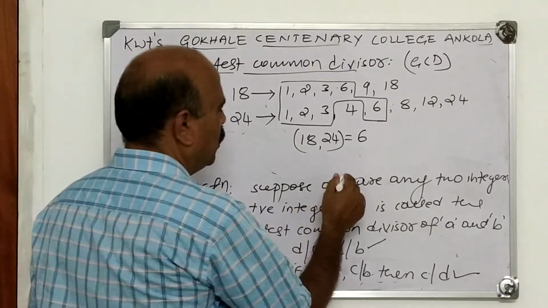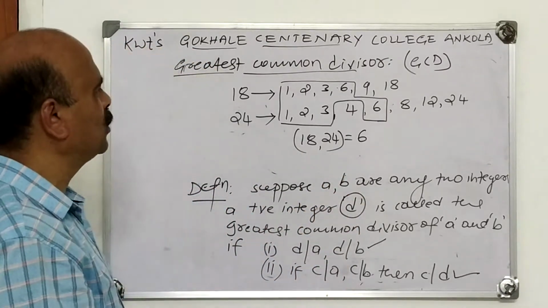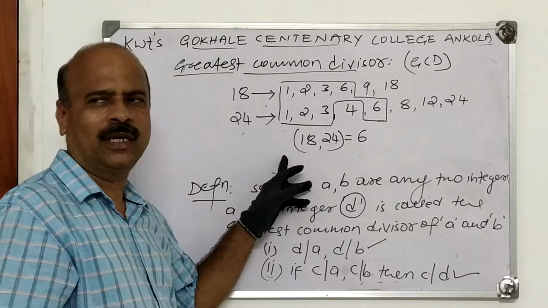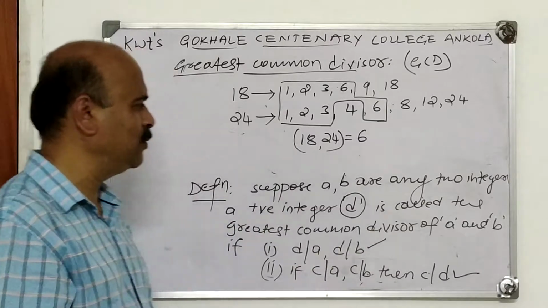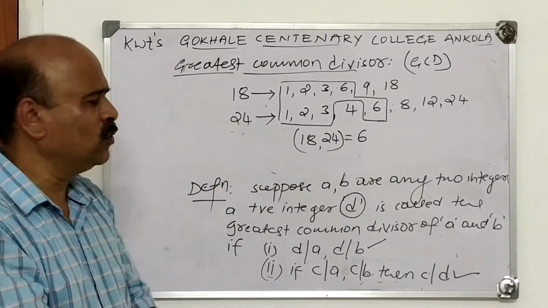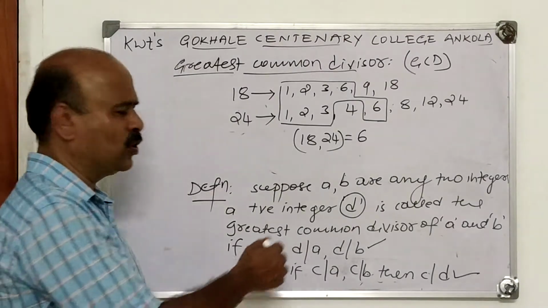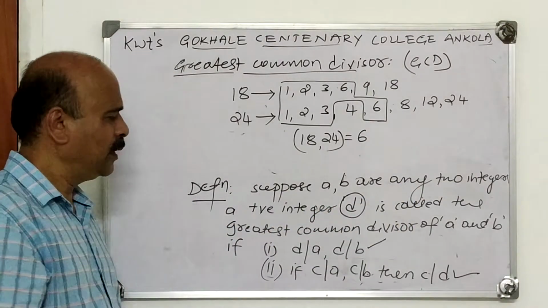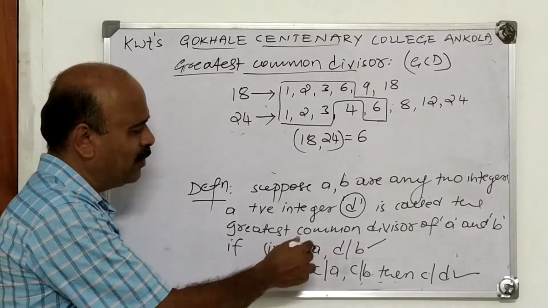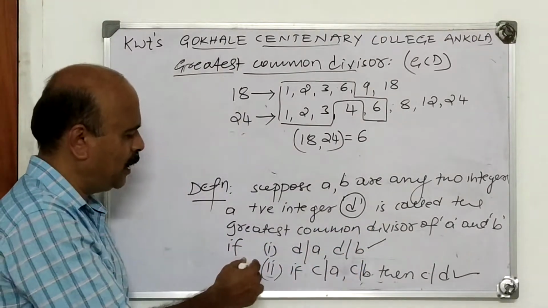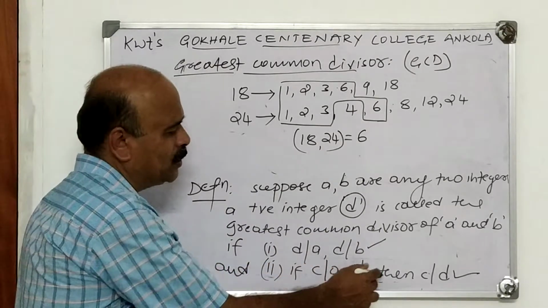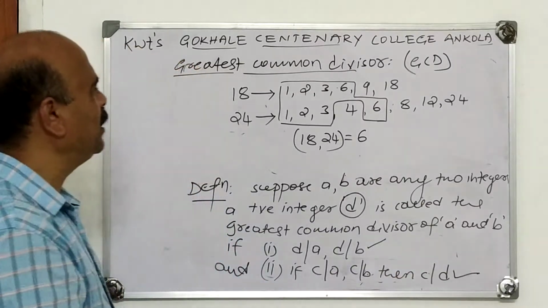Now, a precise definition, because we cannot say that greatest common divisor means greatest among the common divisors. We have to give a precise definition. The definition is like this. Suppose a and b are any two integers. A positive integer d is called the greatest common divisor of a and b if d divides a, d divides b, and if c divides a and c divides b, then c divides d.